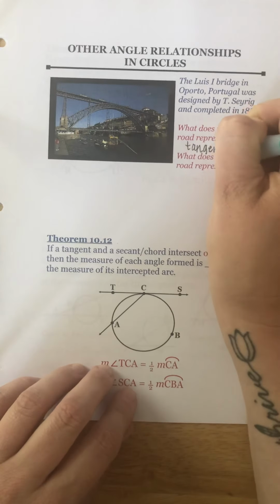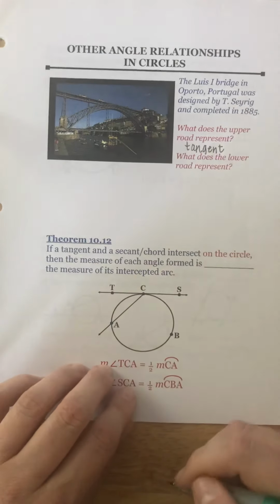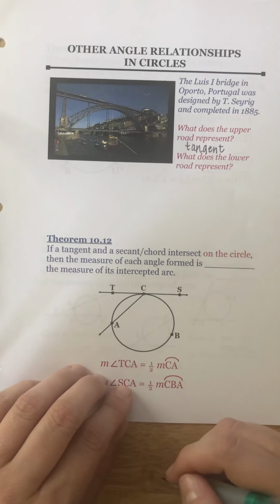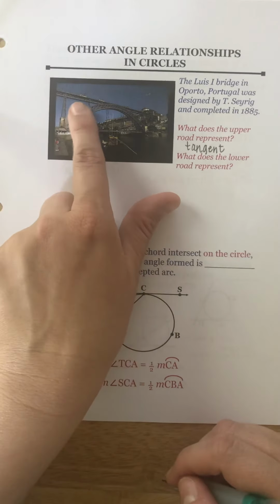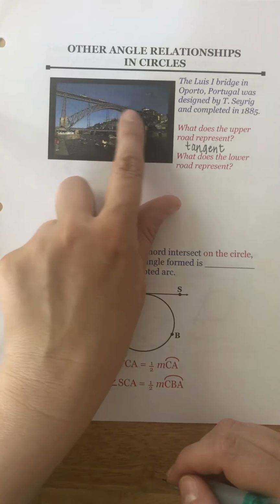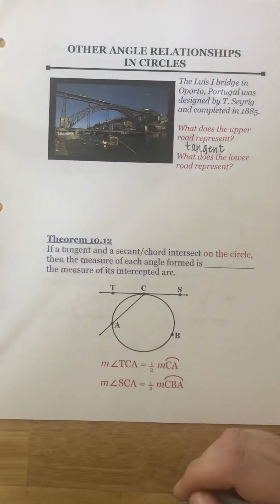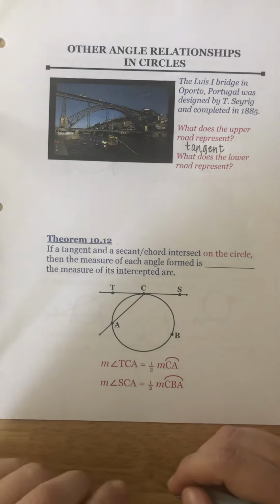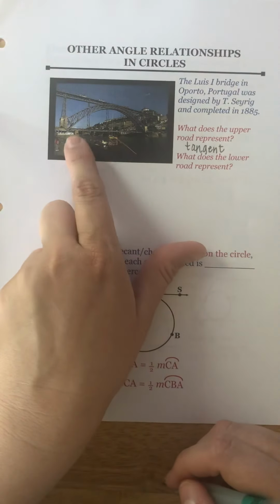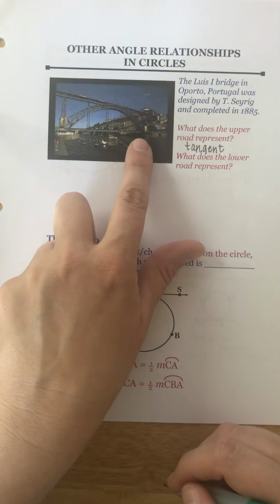Remember that a tangent is only going to touch the circle at one point. Now, realistically, that road up there is going to touch that bridge at more than one point, but just based off of the way it looks, we're saying that it looks like how a tangent would look. Now, what about this line right down here?